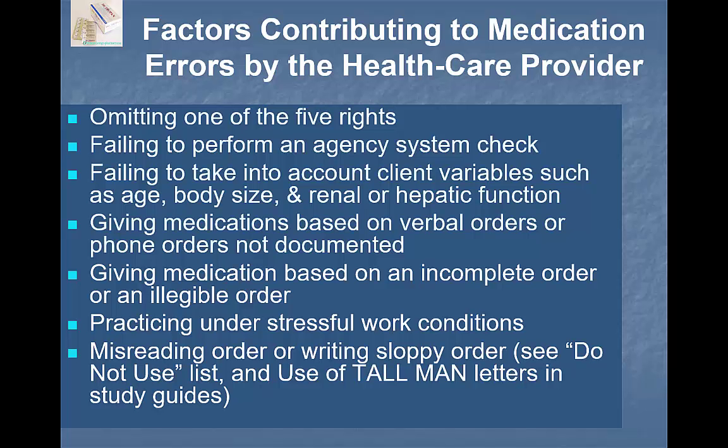amount, failure to perform an agency system check, failing to take into account client variables like their age, their body size, and we're responsible for that. If we get a big morphine order and we have a little tiny frail elderly lady and we don't think she can handle it, we need to speak up and question that.